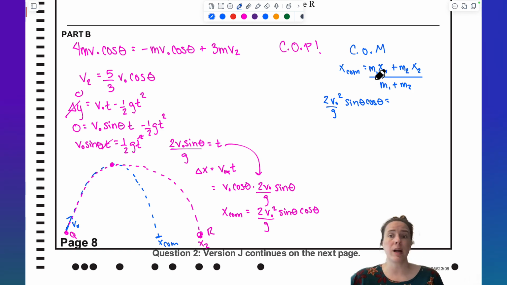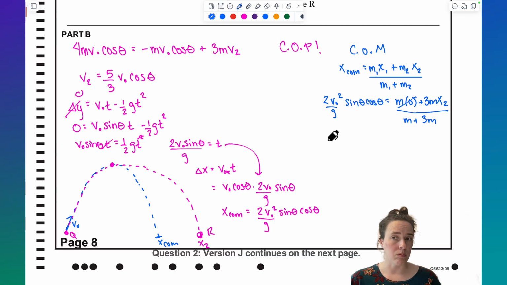Our first object, Q, had a mass of m. He ended up back where we started, though, where x is equal to 0. Nice. Mass number 2 is mass of R, which was 3m. And where are you? x2, I don't know. Let's find out. And our total mass is m plus 3m, or 4m.